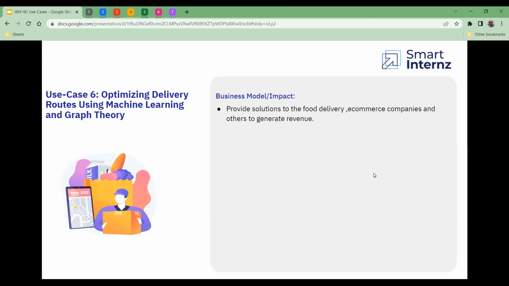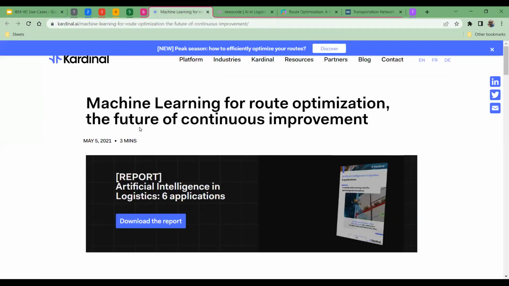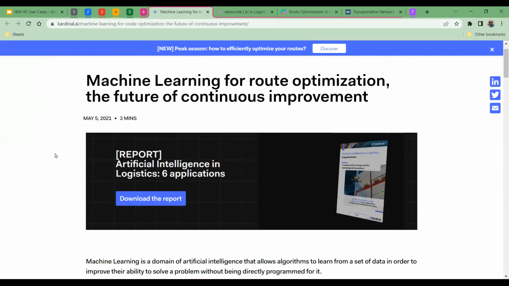Okay, and coming to the existing solutions. We have cardinal.ai and nexocode.com. These are already working in this area. So this is a company called cardinal.ai. This is their blog.